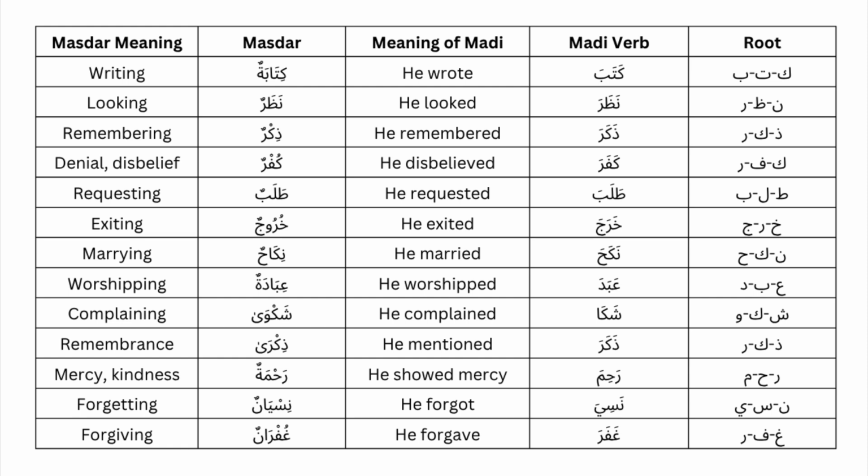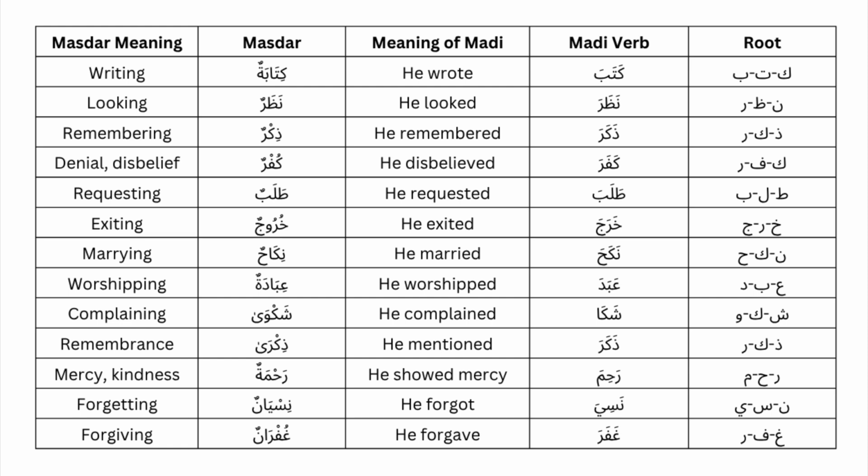Now the third row, the root zal, kaf, ra, the verb zakara, meaning he mentioned, and the masdar zikrun, meaning remembering or remembrance. So again, the action becomes an idea. Now look at another example, kafara, he disbelieved, and its masdar kufrun, meaning disbelief. Notice how the form changes, but the meaning still represents the action as a concept. Now look at talaba, he requested, and the masdar talabun, meaning requesting.